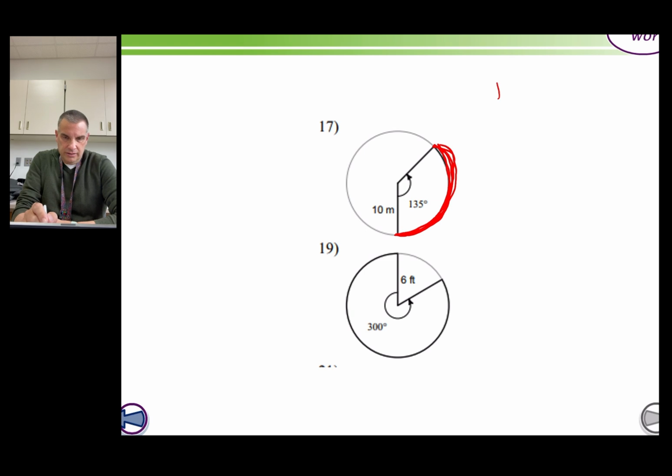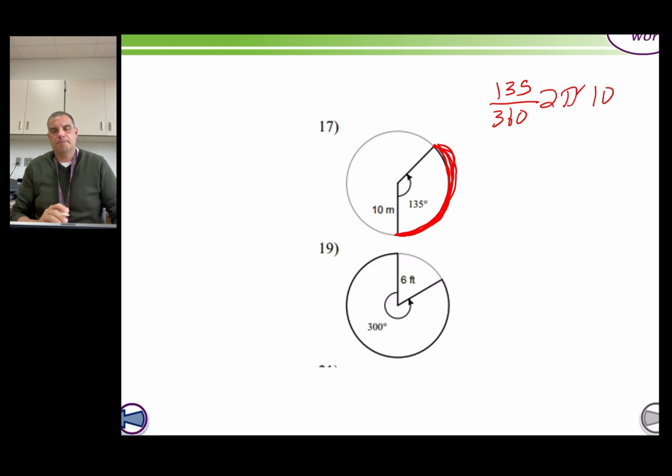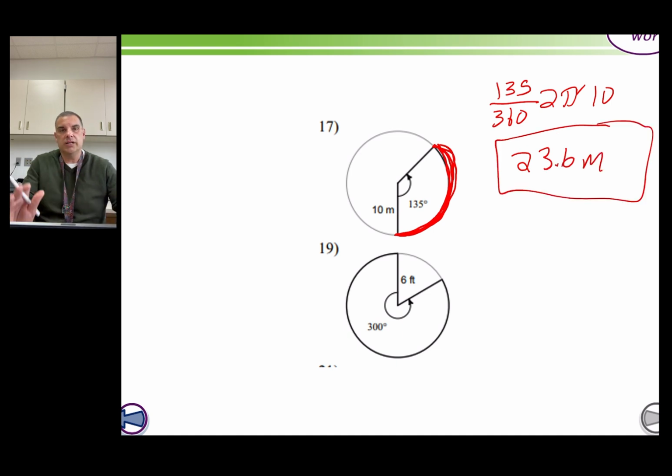Our central angle is 135 out of a possible 360 times 2 times pi times our radius of 10. So 135 divided by 360, hit enter, times 2 times pi times 10. This is 23.6 meters. It's not meters squared, it's just meters. So that length right there is 23.6 meters.